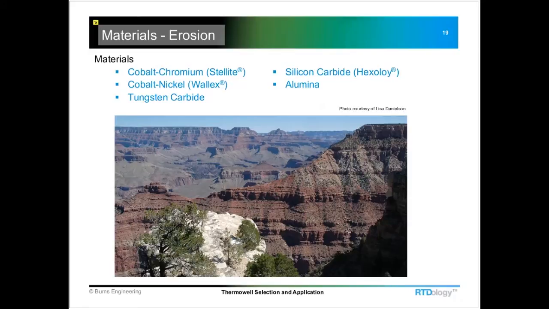Now, erosion, on the other hand, can also cause well failures. There are several different materials available, and I've listed just a few of the more common ones here. Stellite is probably the more common of these, which is essentially just a weld coating that's put over a base metal Thermowell. It's a very hard material. It has really good erosion resistance against particles such as sand or cement powder, those kinds of things.